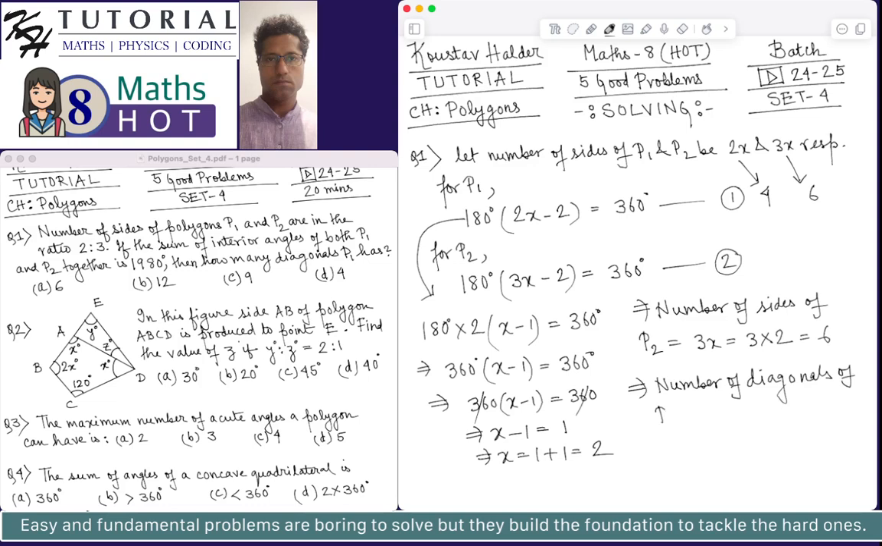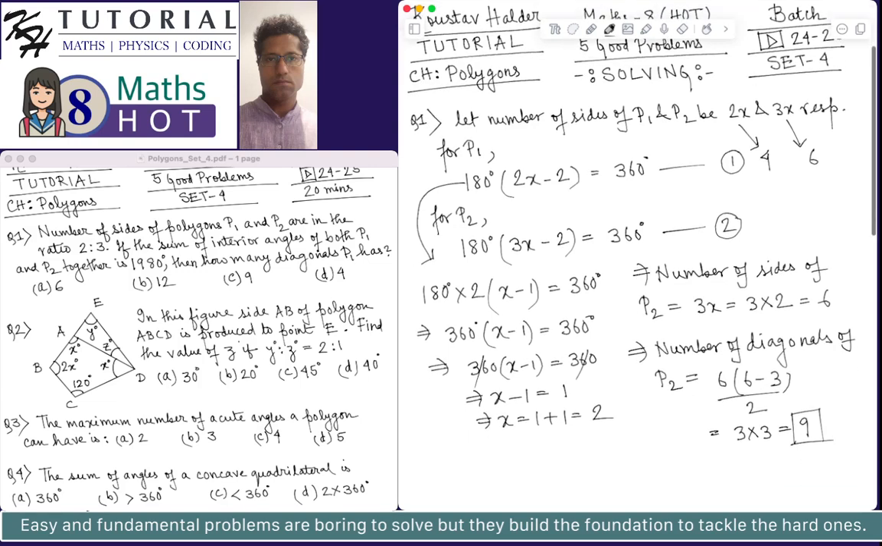of P2. We know the number of diagonals of a polygon of n sides is n into n minus 3 by 2. It will be 6 into 6 minus 3 divided by 2. This is equal to 3 into 3, equal to 9. So the polygon P2 will have 9 diagonals. So the answer is choice C.